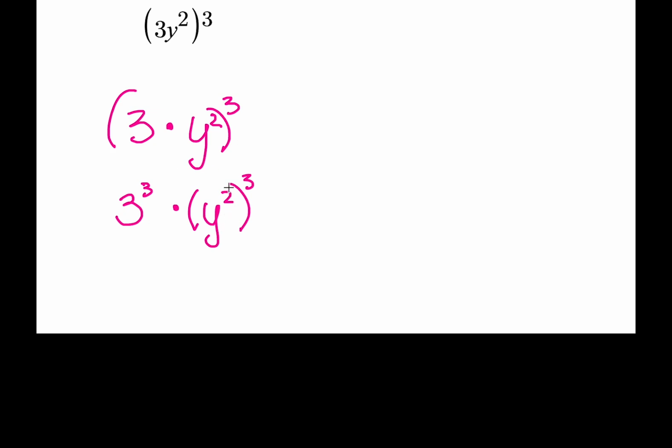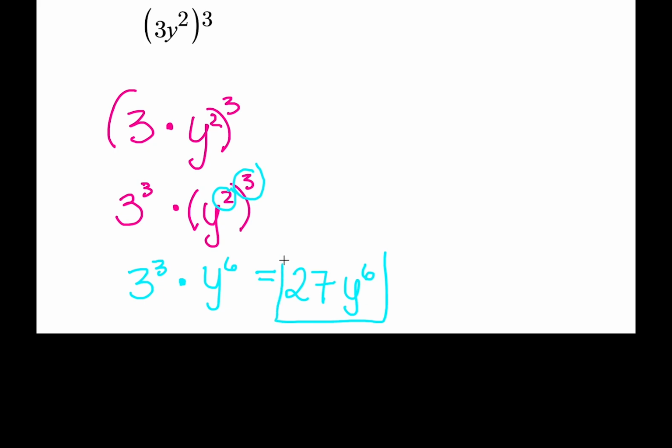Do you remember what to do when there is an exponent inside and an exponent outside of the parentheses? If you said multiply, you are absolutely correct. 3 cubed times y to the power of 2 times 3, or y to the 6th. 3 cubed is 27, and y to the 6th cannot be simplified. So this is the final answer.